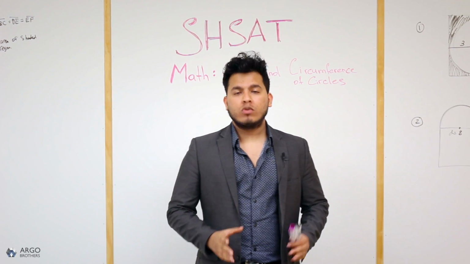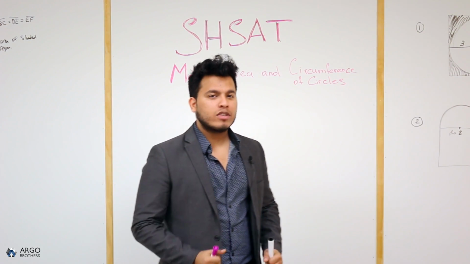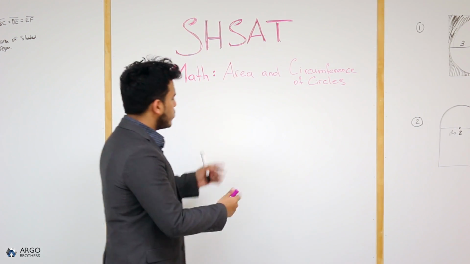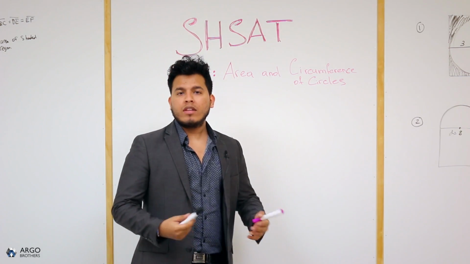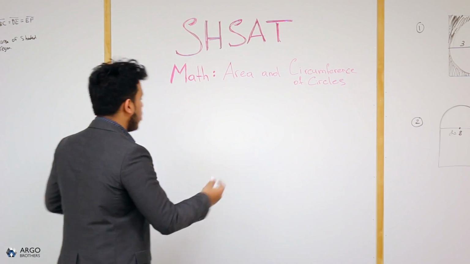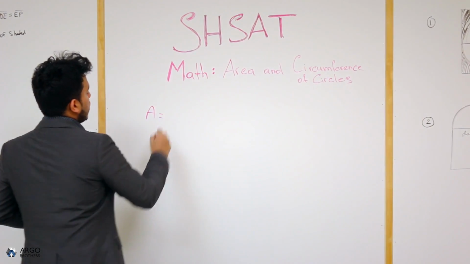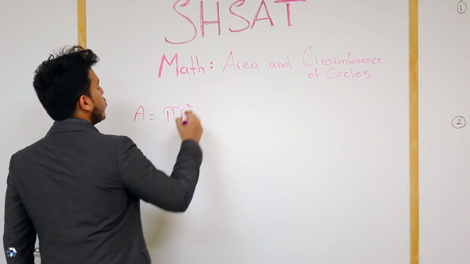Highlighting the different topics or types of questions you can see when it comes to circles, when the test is asking you to find the area or circumference of a circle. Once again, you should memorize these formulas. They will not give you the formulas, so you have to actually know most of them. The area for a circle is pi r squared.